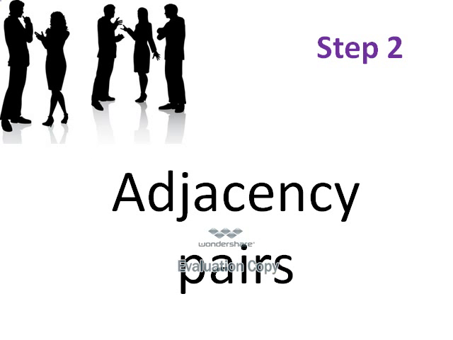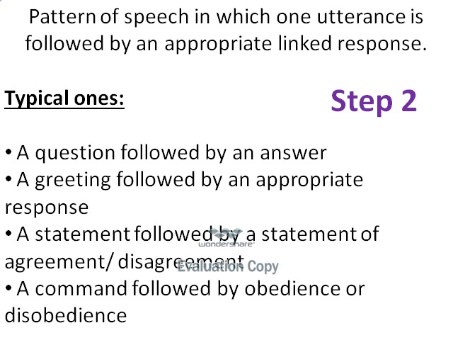Okay, so step two, we're going to start getting a little bit more technical, and you should try and look at the following things in step two of your analysis. The first one is adjacency. So this is a pattern of speech in which one utterance is followed by an appropriate linked response. So typical examples are a question followed by an answer, a greeting followed by an appropriate response, and a statement followed by a statement of agreement or disagreement. So it's basically a kind of accompaniment, a pair of utterances that really match together.